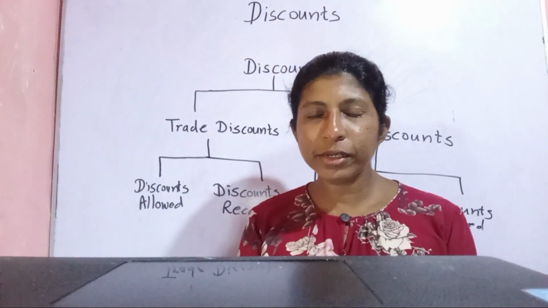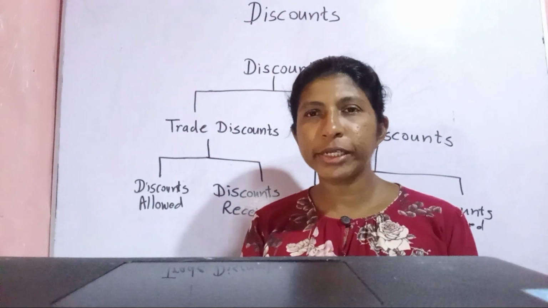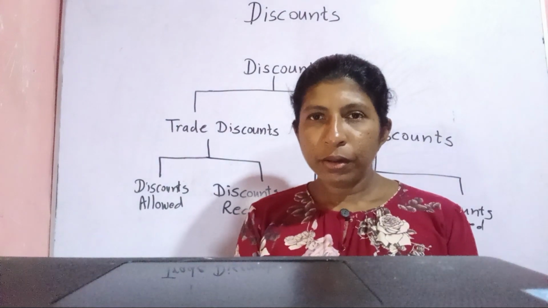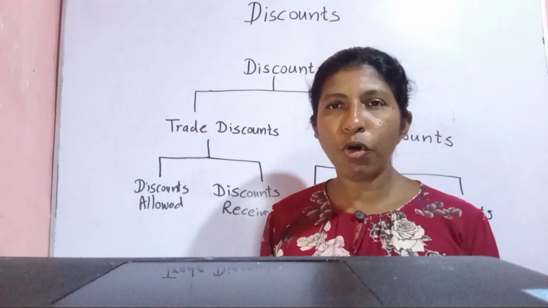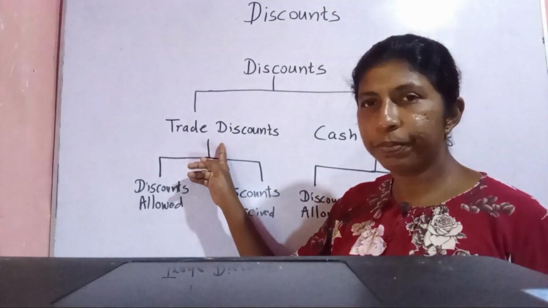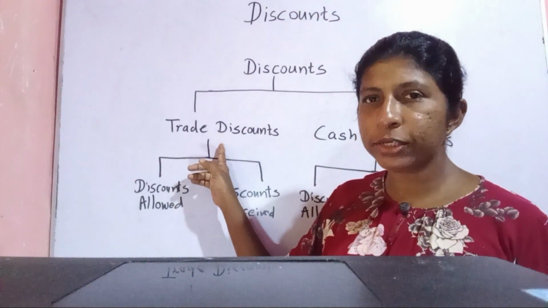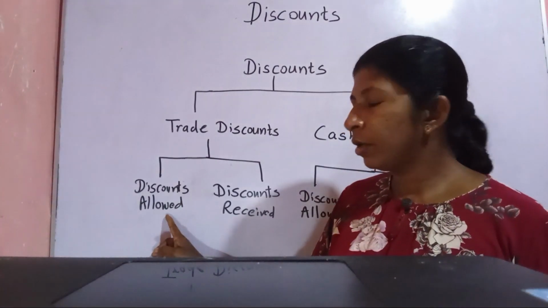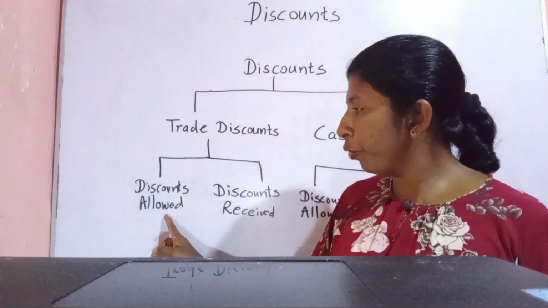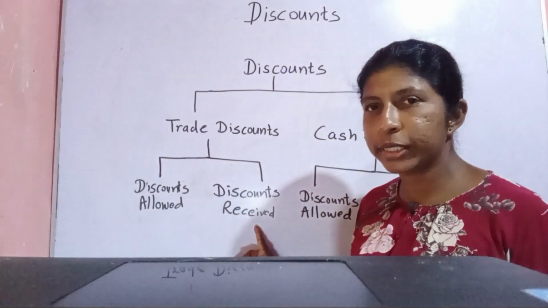Many businesses make a deduction from the listed price of a good. The deduction from the listed price of a good is called a trade discount. It is a deduction of value from the listed price of a good. In these trade discounts, we have two categories, discounts allowed and discounts received.